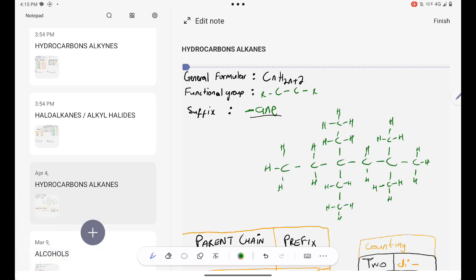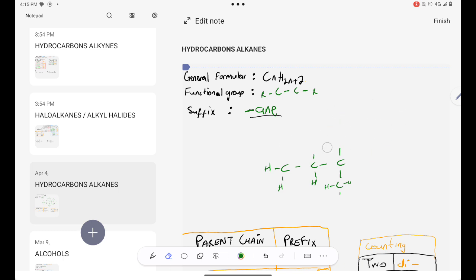Okay, sometimes, guys, we are not given structural formulas. Sometimes you are given condensed formulas. Are you together? Let me show you how to move from a structural formula to a condensed formula, so that it will be easier for you to move from a condensed formula to a structural formula.